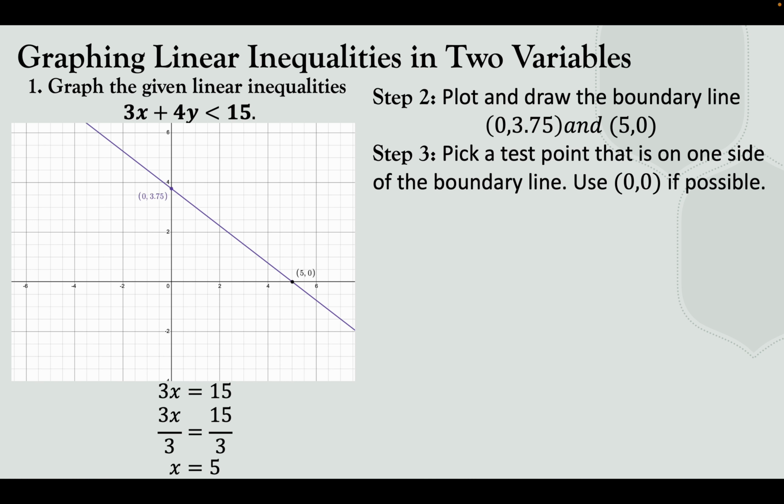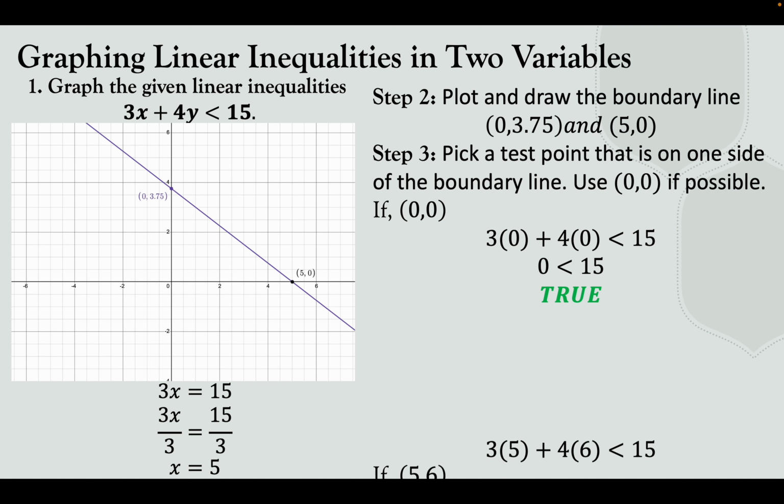So pick a test point that is on one side of the boundary line. Use 0, 0 if possible. So now we will use 0, 0, so substitute into our given inequality. We have 3 times 0 plus 4 times 0 is less than 15. So we have 0 plus 0 is 0. Is 0 less than 15?